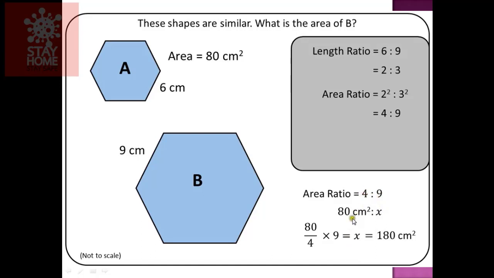When you bring the 4 to the other side, it will divide, and when you bring the 9 to the other side, it will multiply, because 4 in the numerator becomes the denominator and 9 in the denominator becomes the numerator, and then you can solve. 80 divided by 4 multiplied by 9 is 180 square centimeters. This means that if the area of this hexagon is 80 square centimeters, the area of B will be 180 square centimeters when its side is 9 centimeters and the other side is 6 centimeters.